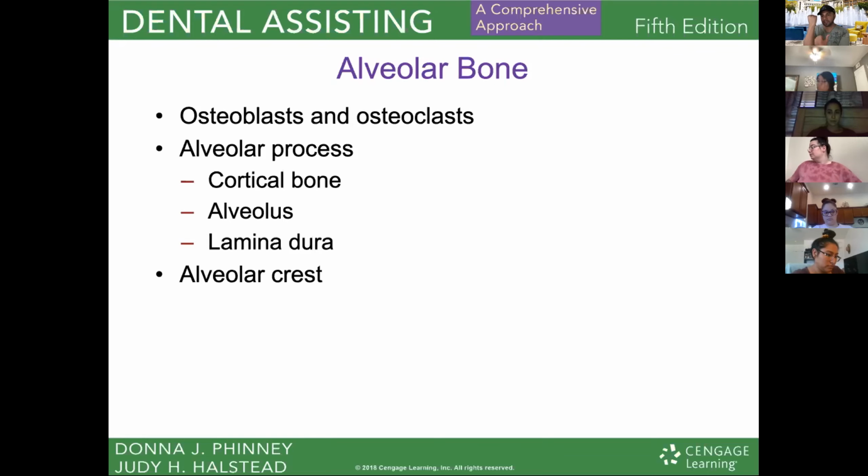So we have osteoclasts on this side, which are basically destroying bone so that the tooth can move this way. And then we have osteoblasts on this side, which are causing bone to form. So that's basically keeping that tooth stable. So osteoclasts remove bone, osteoblasts set bone in place.